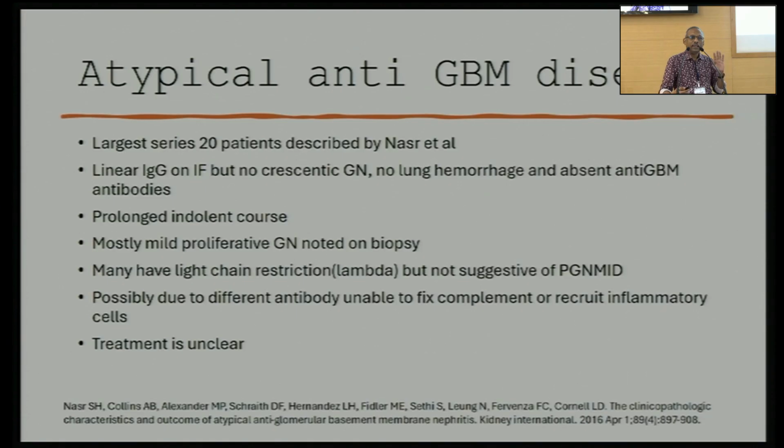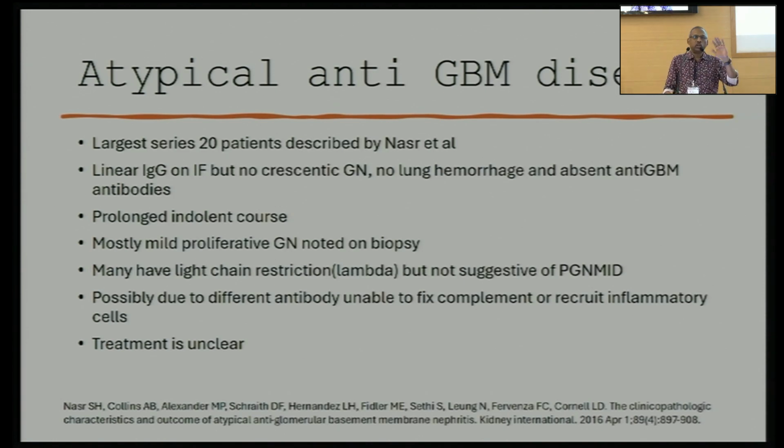And lastly, about atypical anti-GBM disease. This entity was described by Nasser and others about 10 years back, and this was the largest series, 20 patients. It's defined as linear IgG on IF, but there is no crescentic GN. Usually the pathology is a mesangial-proliferative or a mild or focal proliferative glomerulonephritis, and there are absent anti-GBM antibodies in the blood.